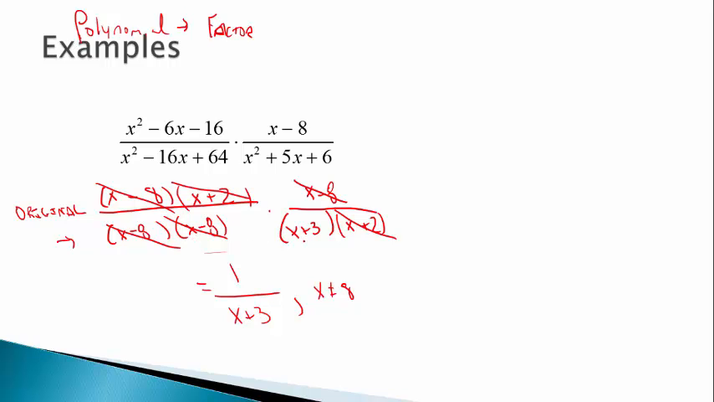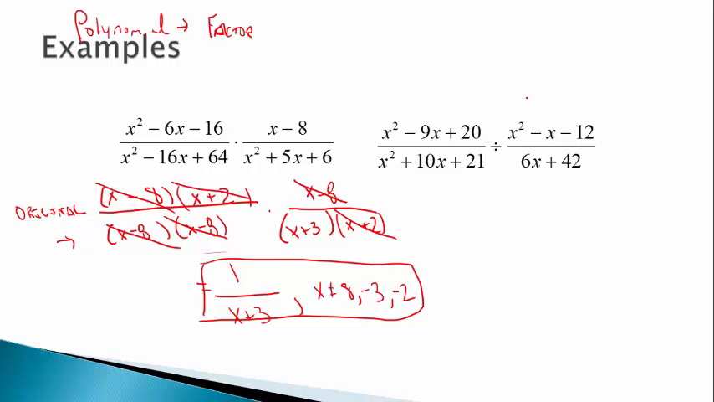Now we go to our third factor, x plus 3. If x were negative 3, I'd have a 0, so I can't make x negative 3. And then the fourth factor, x plus 2, x cannot equal negative 2. So that's your final answer with restrictions or excluded values. Okay? Let's do a division problem.